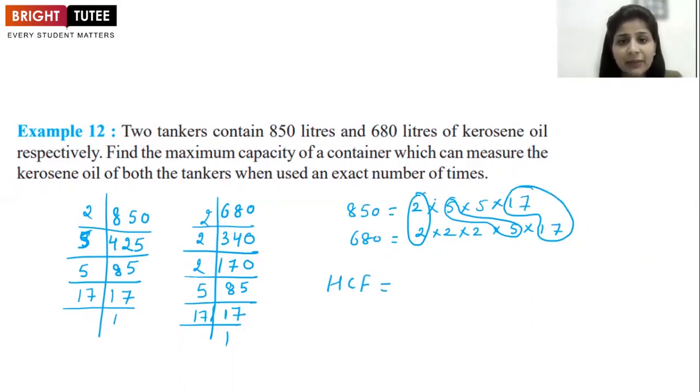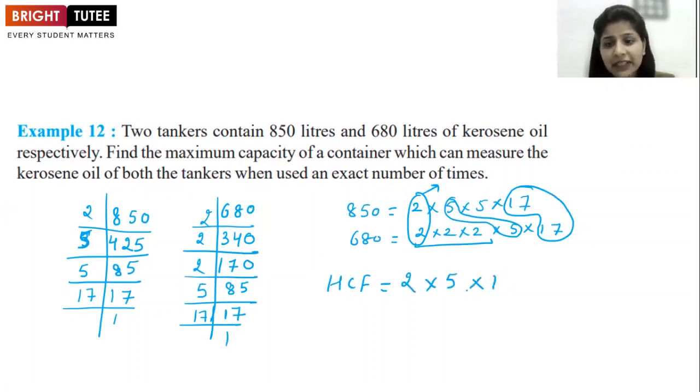Like 2 here is coming 1 time and 2 here is coming 3 times. We take the minimum number of times. So it is 2. 5 is also coming 1 time in both of them, and 17. So 2 5s are 10. 10 into 17 gives us 170.